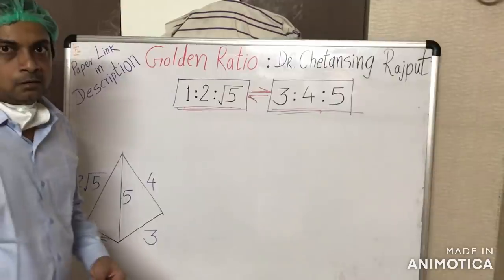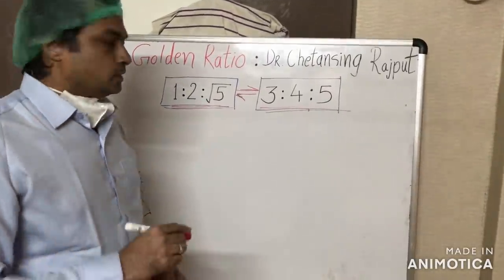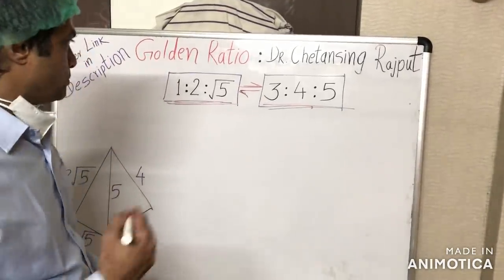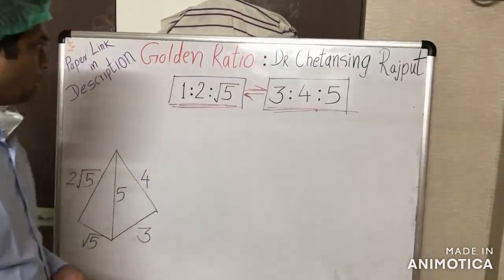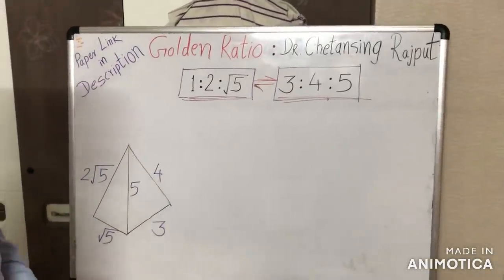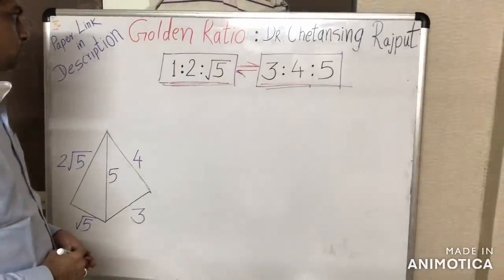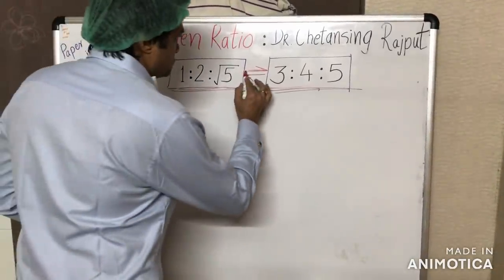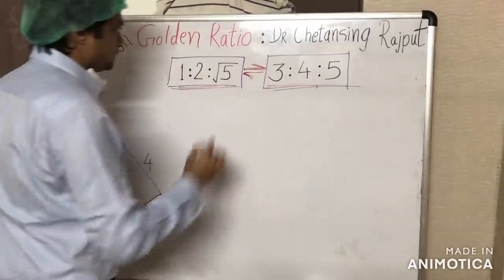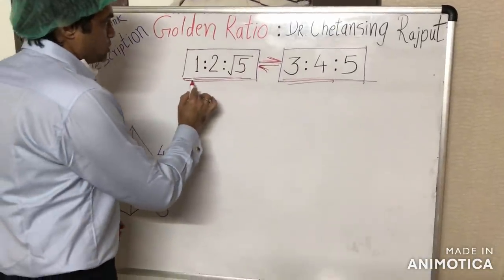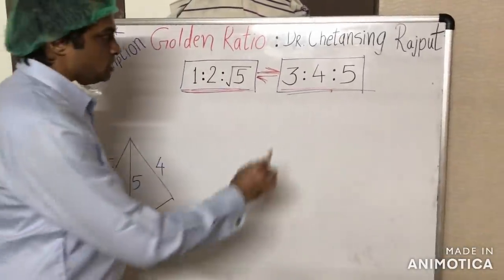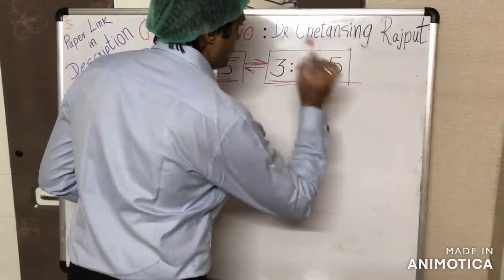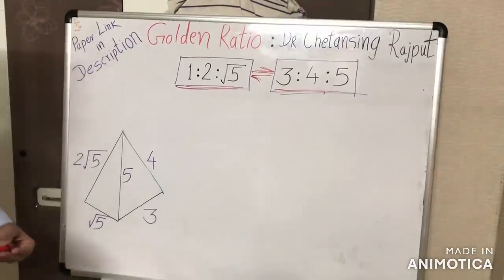Hello. In this part, I am going to describe a well-known calculator trick which can be correlated with the classical correspondence between these two triangles: the 1, 2, root 5 golden triangle and the ubiquitous 3, 4, 5 Pythagorean triple.